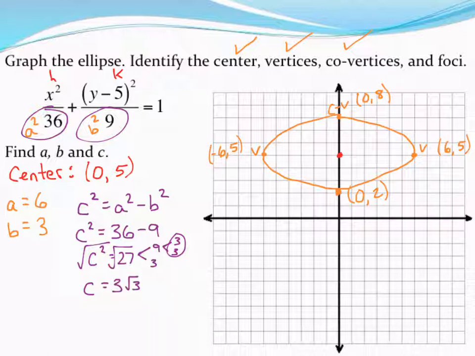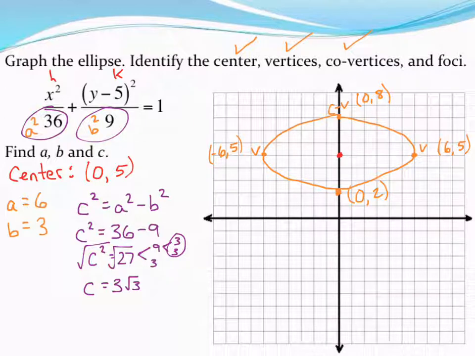which is great and accurate, but it's not super helpful for graphing if I want to graph the foci in my graph. So let me show you a couple ways that we're going to go about doing this. First of all, the foci are always located along the major axis. So whether that happens to be the horizontal or vertical axis, it just depends. Since I'm more stretched in the horizontal direction, my foci are going to be along that horizontal axis.